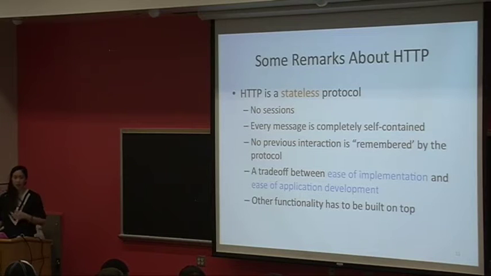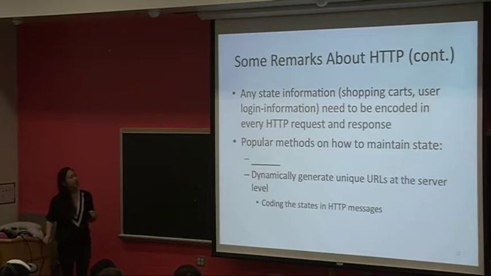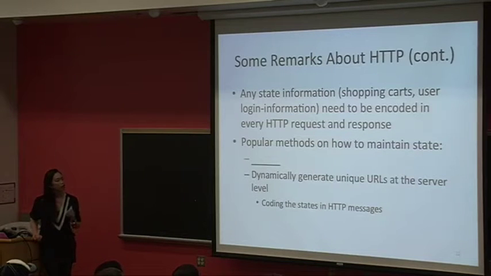As I said earlier, for example, shopping cart is a highly required function in a lot of different applications. For this kind of functionality, we have to build on top of HTTP. Here is just an example. Any state information, for example, shopping cart or user login information, or when you go to browse Amazon again and it remembers what you have viewed before. These all need to be encoded in every HTTP request and response, or with other kinds of methods that we can use. I'm sure a lot of you already know what can be used to achieve this.